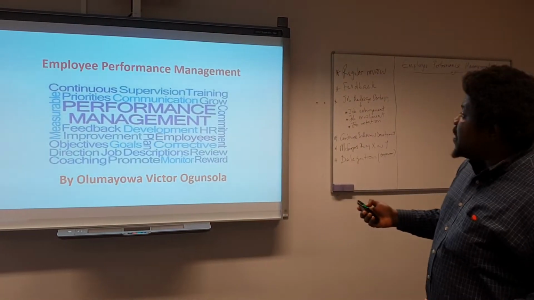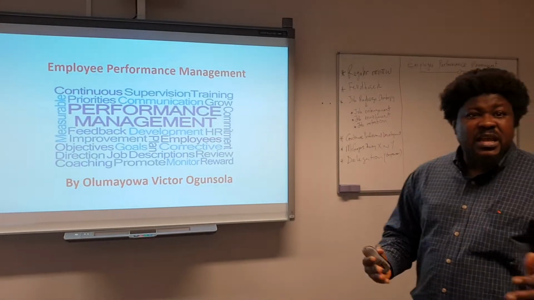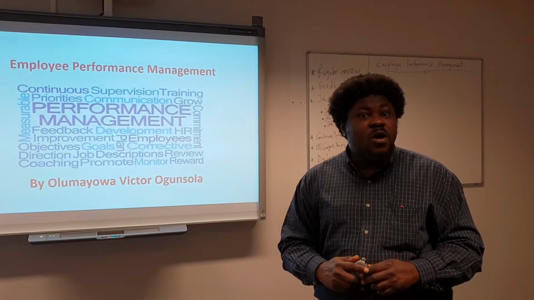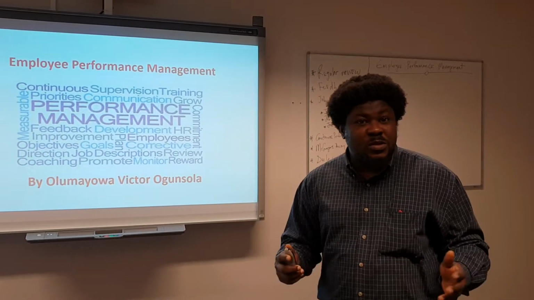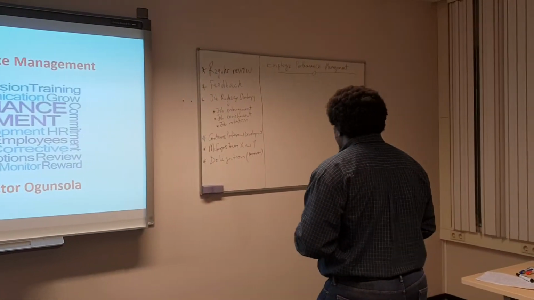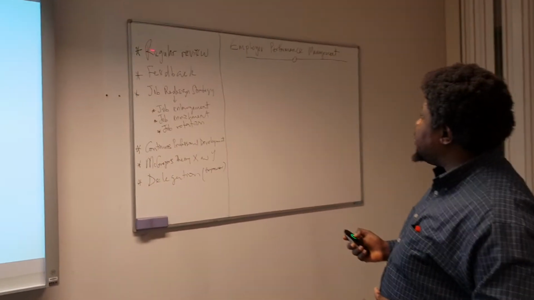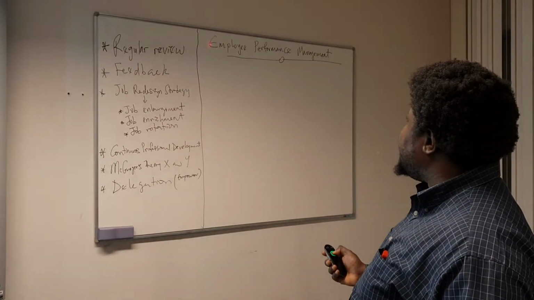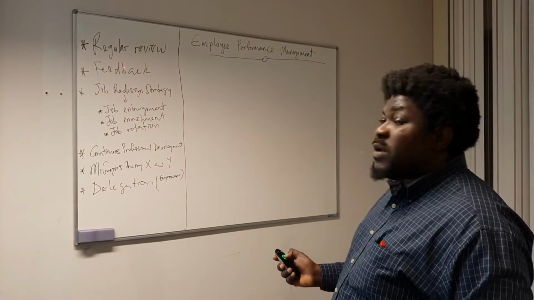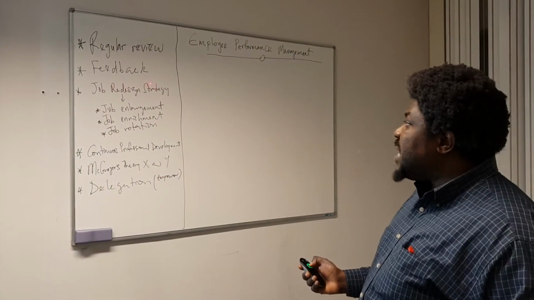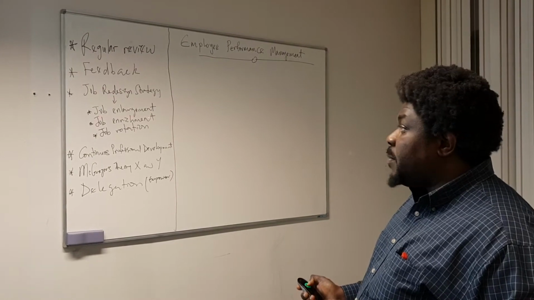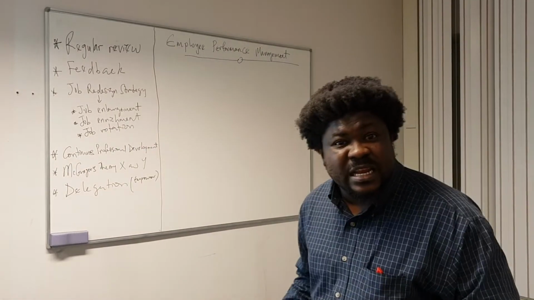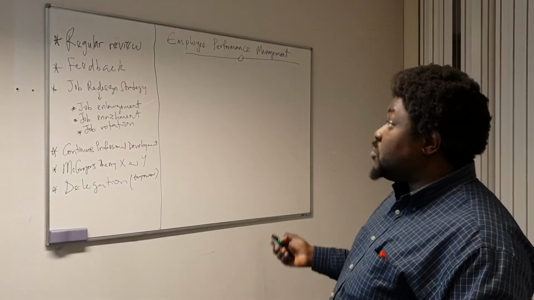But today we are looking at performance management. As managers in different organizations, how can we manage the performance of our employees? If you come with me to the whiteboard, we'll do justice to this right now. So if you look at the whiteboard, today we are going to be talking about regular review. Regular review is one way that we can improve performance of our employees. Regular feedback from employees, job redesign strategies of job enlargement, job enrichment and job rotation, continuous professional development. When last did you send an employee on CPD? That's what we're going to be talking about as well today.